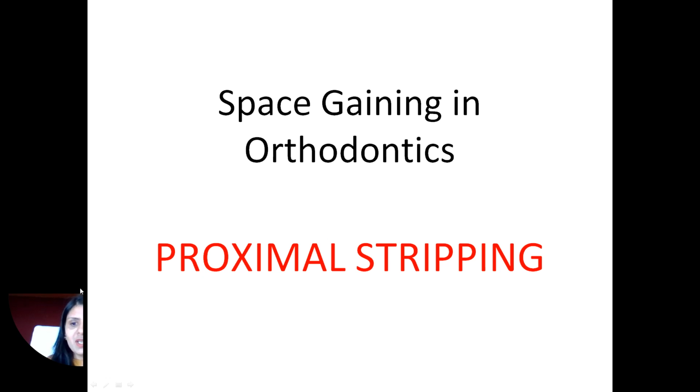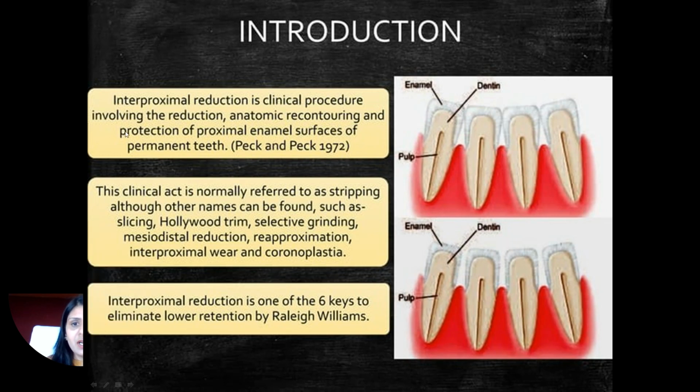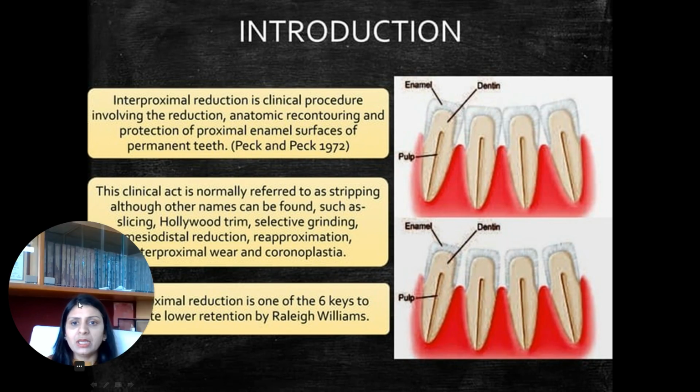So proximal stripping is one of the non-extraction methods of gaining space, and first of all we will try to learn what is proximal stripping, what the name defines. Proximal stripping is also known as interproximal reduction. This is a clinical procedure involving the reduction, anatomic recontouring and protection of proximal enamel surfaces of permanent teeth. This definition was given by Peck and Peck in 1972.